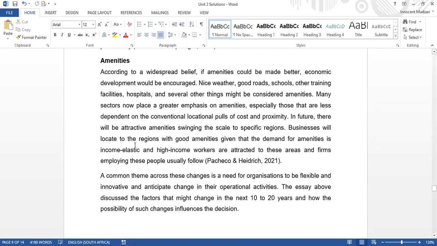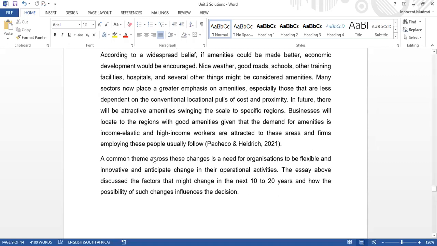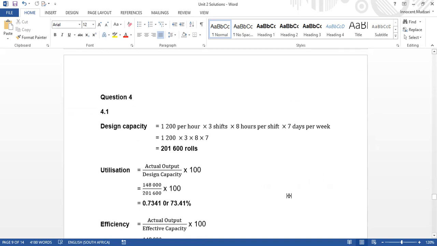Going on to the next question, that is question 4. Question 4 is for calculations. Question 4.1 says, Bread Ahead Bakery is a plant processing plant, breakfast goods, and wants to better understand its capacity.